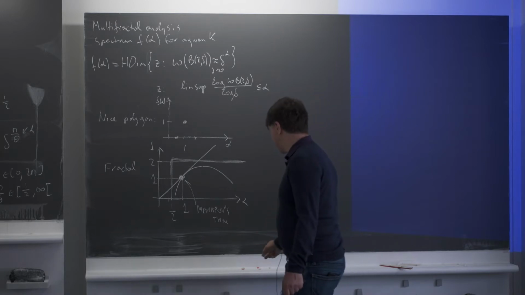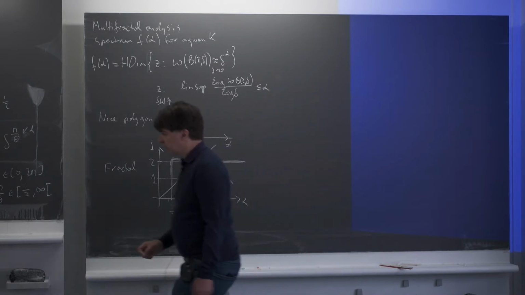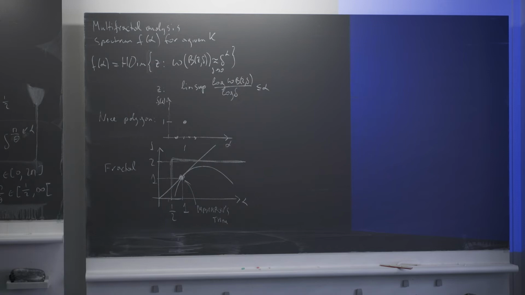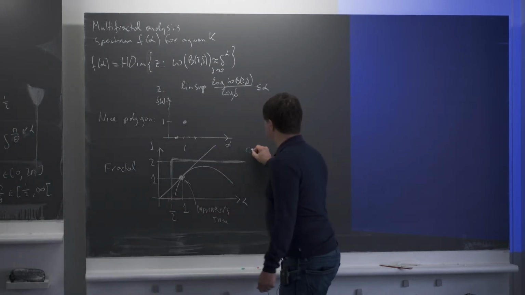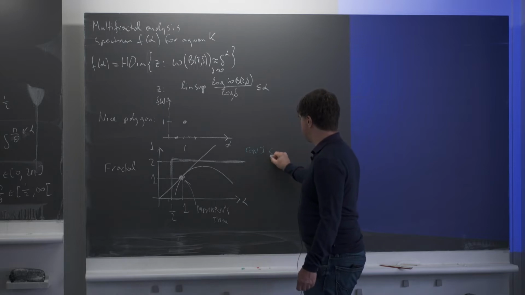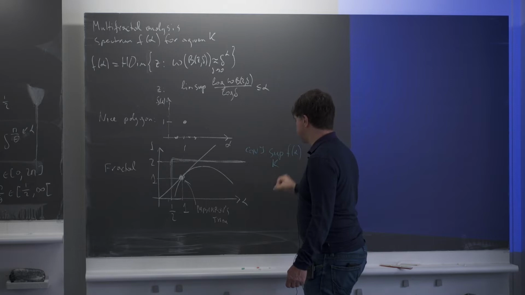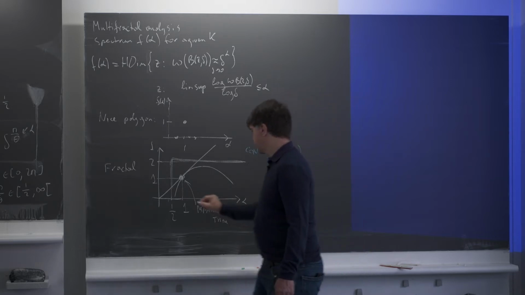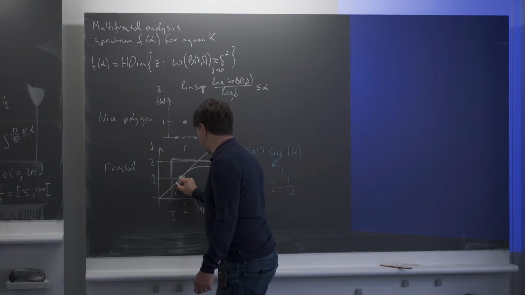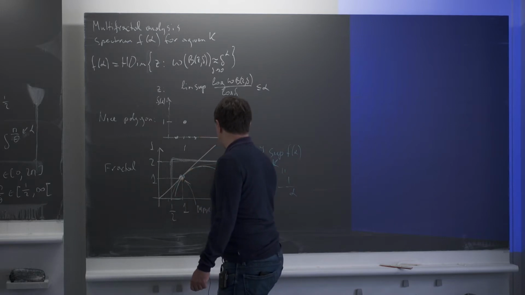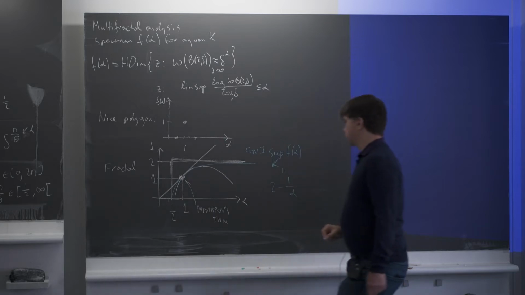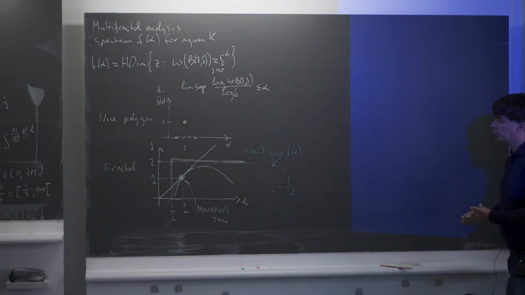So there is a conjecture which implies many other things. The conjecture is that the supremum of f of alpha over all sets K will be equal to 2 minus 1 over alpha. So it's a hyperbola which goes like that. But this is sort of wide open.